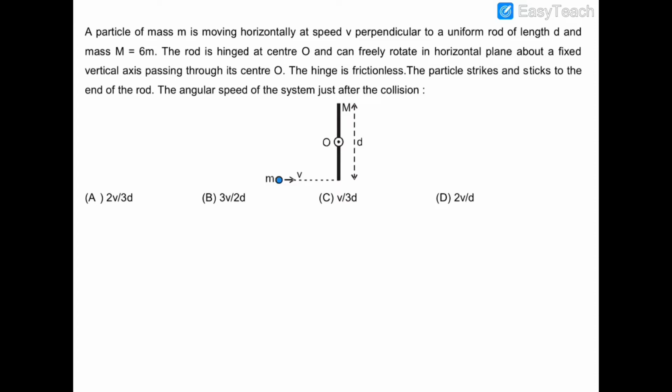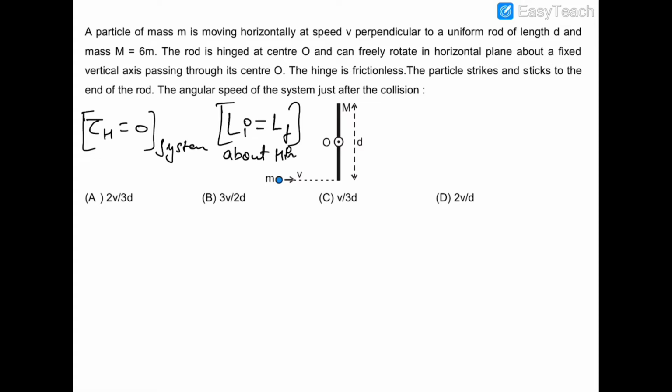Likewise in the previous question, we know that the torque acting on the system about the hinge will be 0. So the angular momentum of the system will remain conserved about the hinge. Okay, so the initial angular momentum of the system is mv into d by 2, and the final angular momentum of the system will be I omega, where I is the moment of inertia of this system about the hinge.